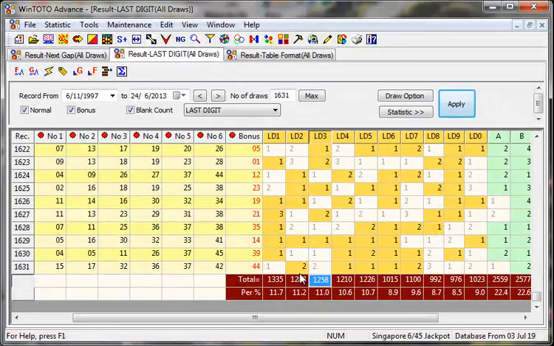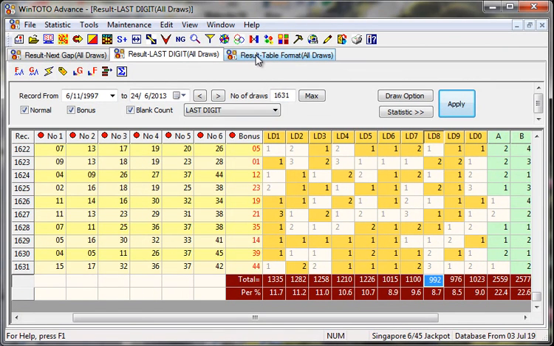The one that is picking up right now, it looks like LD2 is picking up. So is LD7. With LD7, there was one time it was really resting for a long time. Now it starts to pick up. So in other words, LD3 and LD8, do take note.